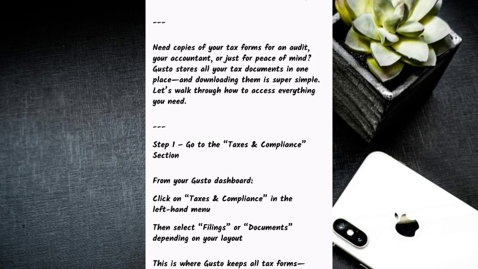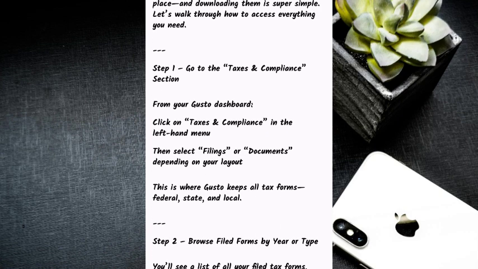Step one, go to the tax and compliance section. From your Gusto dashboard, you want to click on taxes and compliance in the left hand menu. Then you want to select filings or documents, depending of course on your layout. Now this is where Gusto keeps all tax forms, federal, state, and local tax forms.